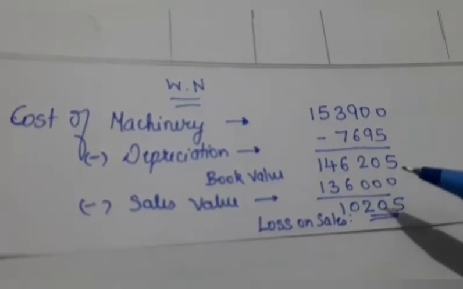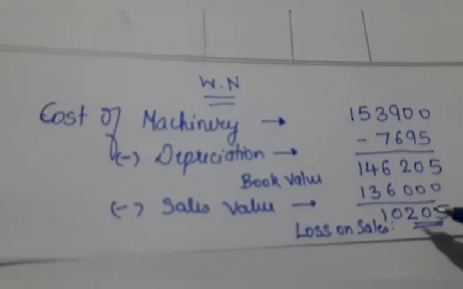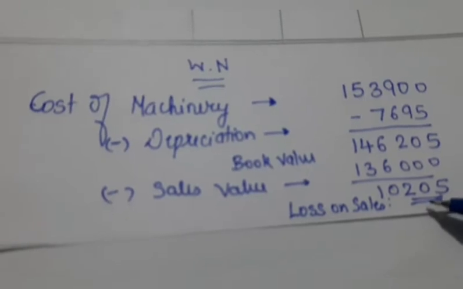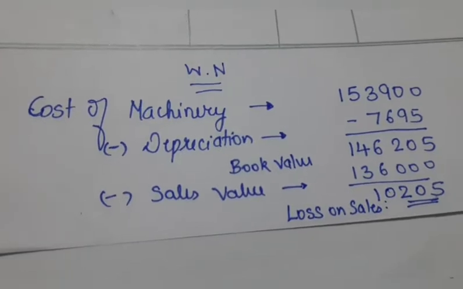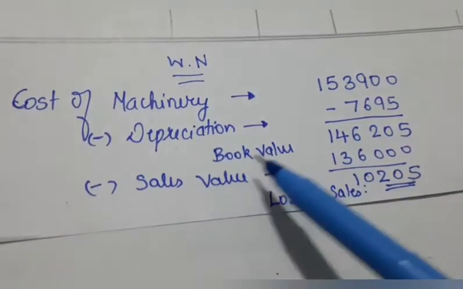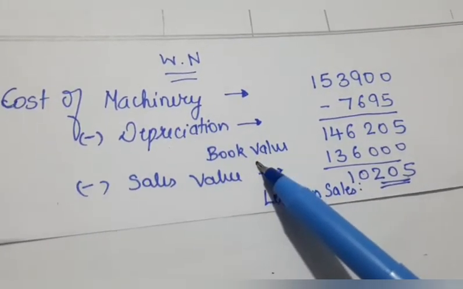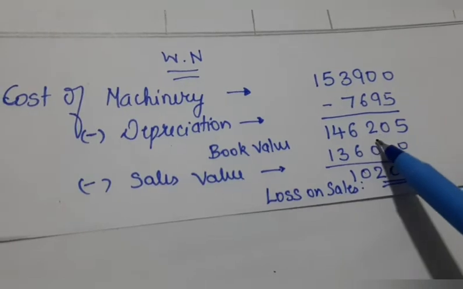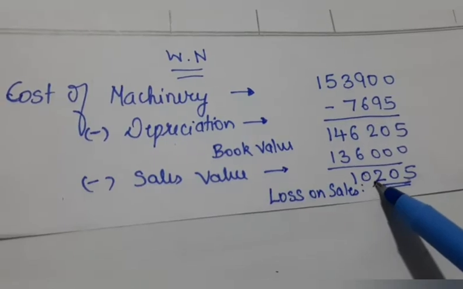So you can see that when the book value is 1,46,205 and you are selling this machinery for only 1,36,000, that means it is a loss. Loss on sale of this machinery is 10,205. So you are selling this machinery for a loss. You have to study this format: on the cost, when you subtract the depreciation, you get the book value of that machinery. When you compare the book value with the sales value, you find that it is a loss. That loss you have to record over here.